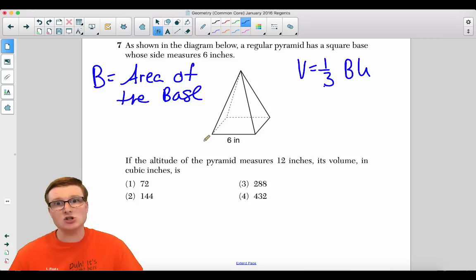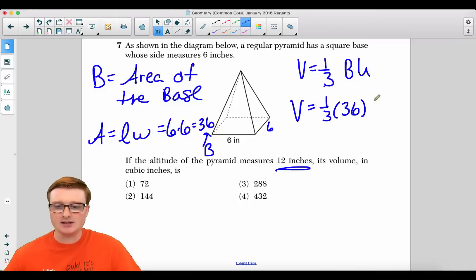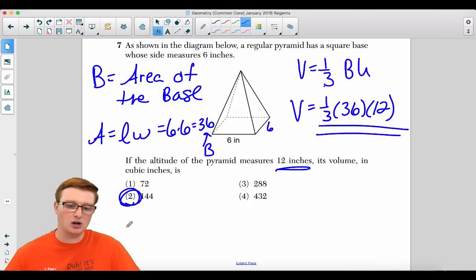Well, the base is a square, so the area of a square is length times width, which is going to be, well, if all sides in a square are congruent, that's 6 times 6, which is equal to 36. So that's capital B right there. And your height is 12. So the volume is equal to 1/3 times 36 times 12. Plug this into your calculator, and you get an answer of 144.